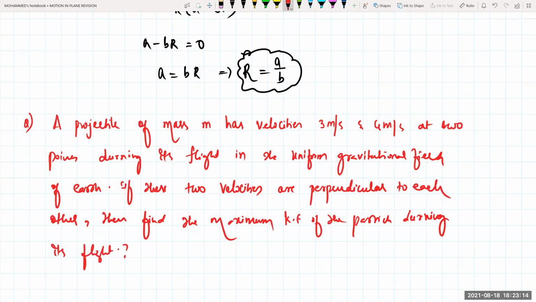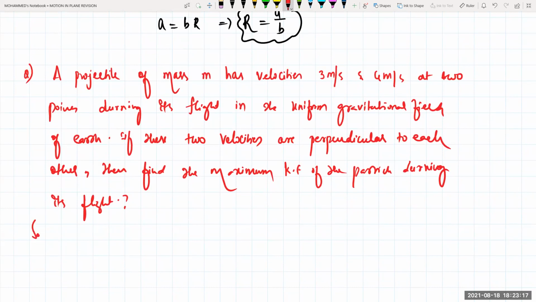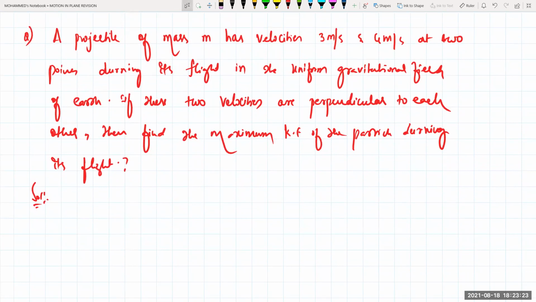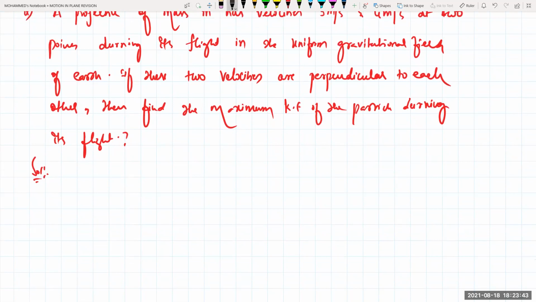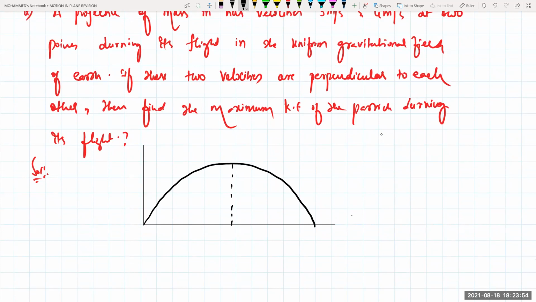Clear? Now first try to read the question. We need to draw the diagram that will give you understanding. A projectile of mass m has velocities 3 meters per second and 4 meters per second at 2 points during its flight in the uniform gravitational field of Earth. And if these two velocities are perpendicular to each other. When I take a projectile, see, this is the graph. So this is your projectile right now, and this is your maximum height.